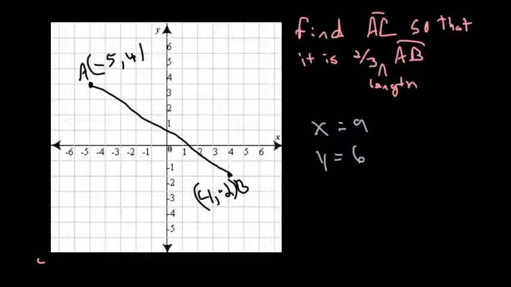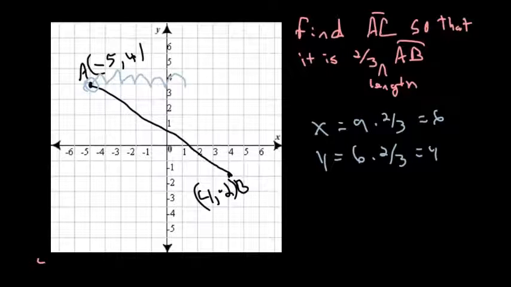Then we take each of those, and we want to find 2/3 of it. So it's going to be 9 times 2/3, and 6 times 2/3. 9 times 2 is 18, 18 divided by 3 equals 6. 6 times 2 is 12, 12 divided by 3 equals 4. So we want to find AC, so we still have to start at A. We're going to go 6 units on our x and 4 on our y. So 1, 2, 3, 4, 5, 6 on our x, and 4 on our y: 1, 2, 3, 4, and we land at (1, 0).